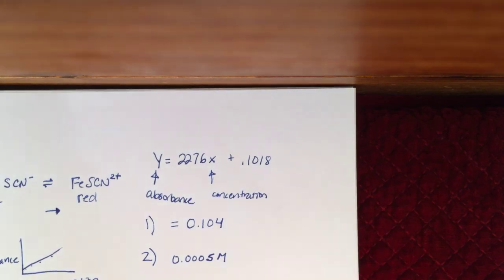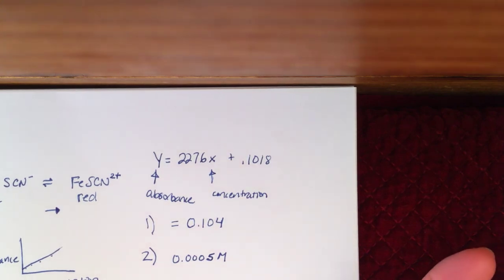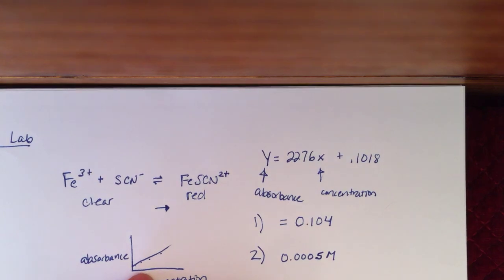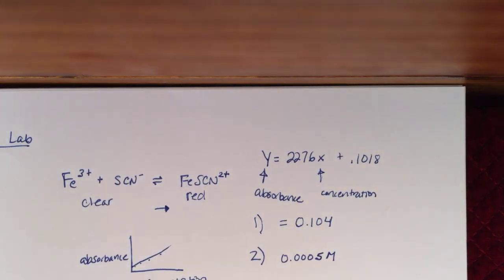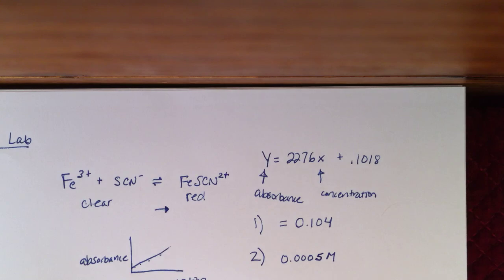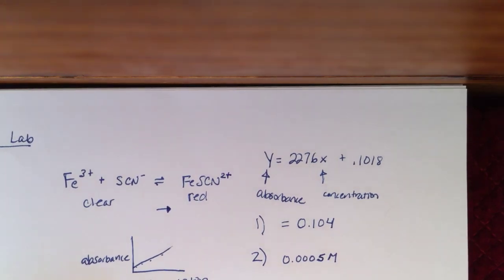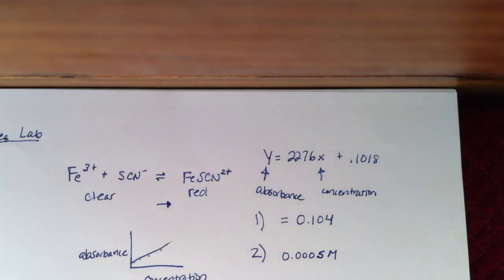So in the first part, we pass the light through, we get a standard curve right here, and then in the second part we look at an unknown and see where it falls along that curve. So this part didn't have very much to do with equilibrium yet. The next part is the part that really had to do with equilibrium. So I'm going to do that as a separate podcast.